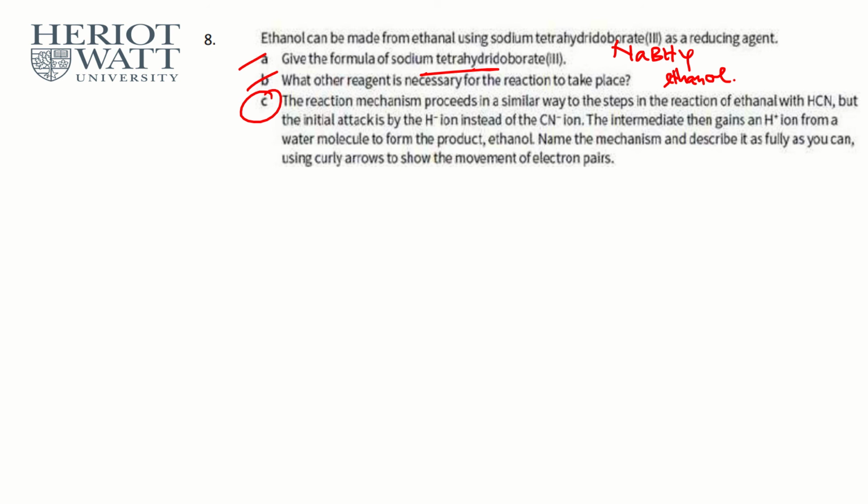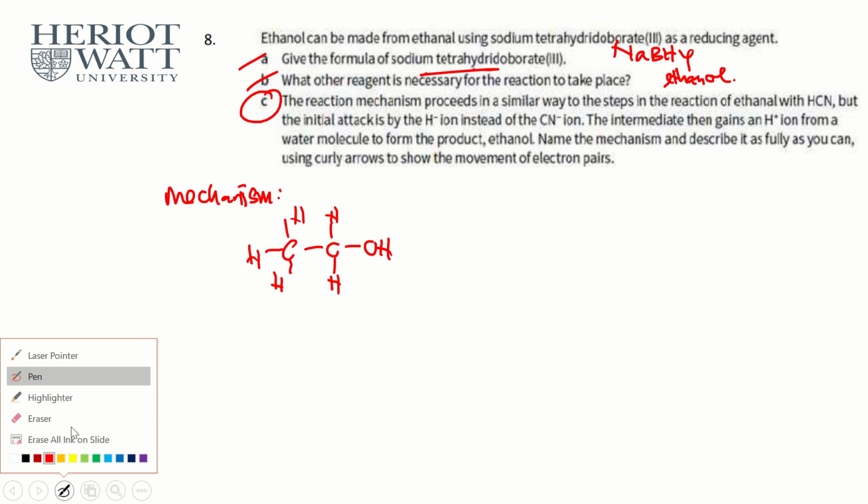Part C is basically the mechanism for these reductions. They explain a lot of things here, which you can actually ignore. They're trying to brief you, to guide you on how to write the mechanism. So the mechanism, again, I'm going to show you once again. The mechanism for the reduction will be ethanol, CH3CH2OH. Oops, we're forming ethanol, right? My gosh, what am I doing?